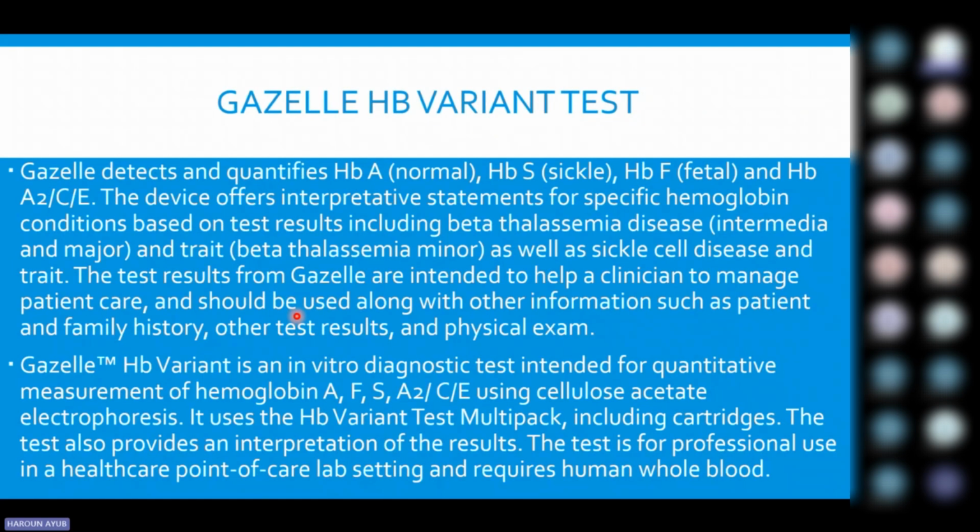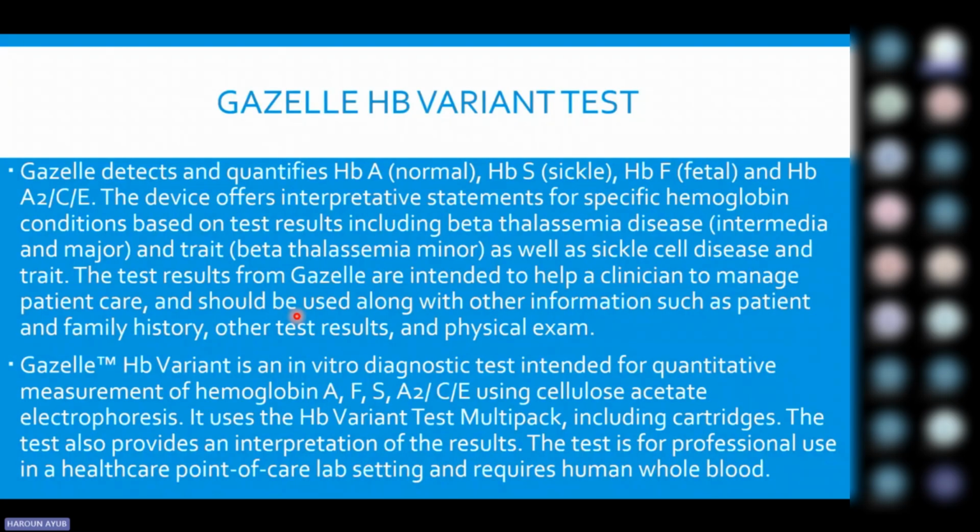So on the HbA variant testing, how the analyzer works: Gazelle detects and quantifies the HbA normal, Sickle, H, F fetal, and A2CE. The device will also offer interpretive statements for specific hemoglobin conditions based on test results, including beta thalassemia disease, intermediate or major, the traits, beta thalassemia minor, as well as sickle cell disease and trait. The test results from Gazelle are intended to help clinicians manage patient care, and should be used along with clinical information of the patient, such as history, other results, the CBC results, and also physical examination.